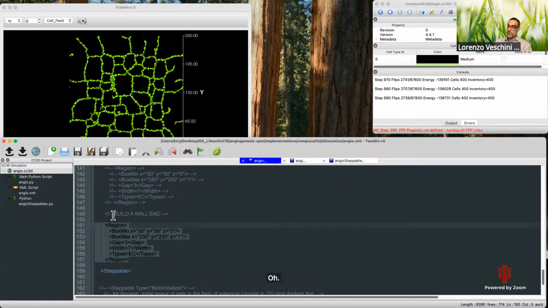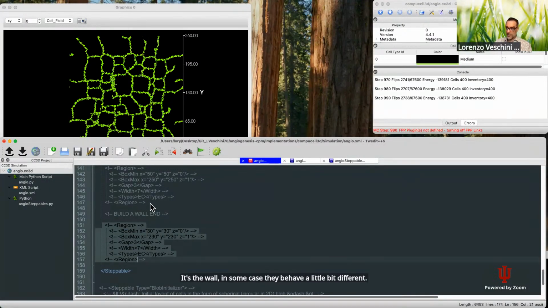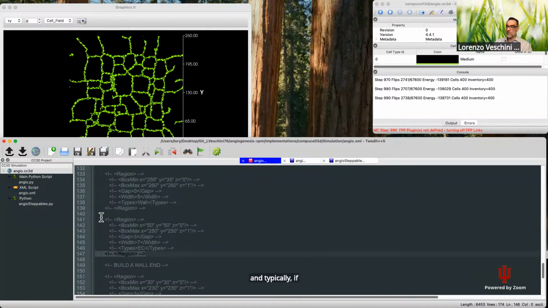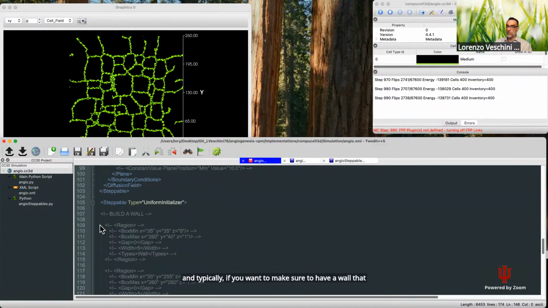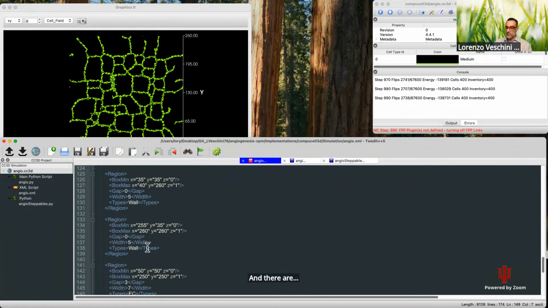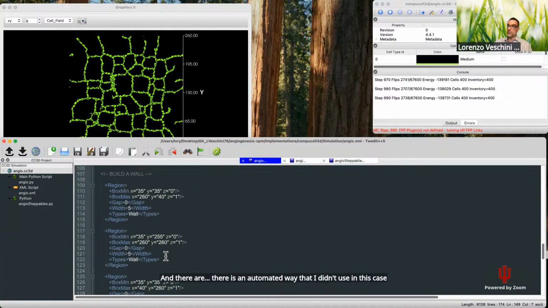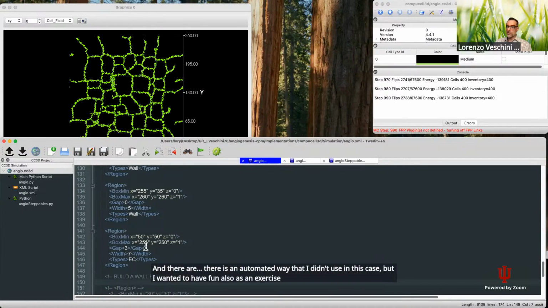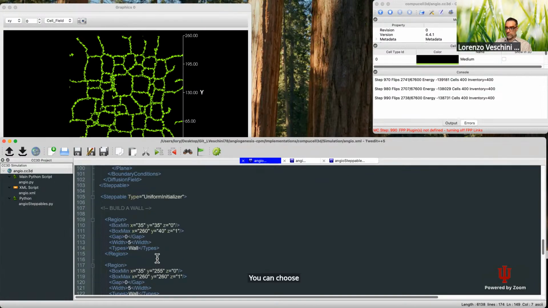That's another, okay. I think Prof. Glaser will be able to explain that better, but if cells hit the wall, in some cases they behave a little bit differently. Typically, if you want to make sure to have a wall that behaves as you want, you create it explicitly. And there is an automated way that I didn't use in this case, but I wanted to have fun also as an exercise, because it shows you that you can compose bits in the uniform initializer.